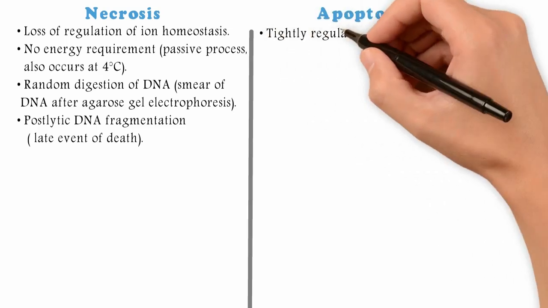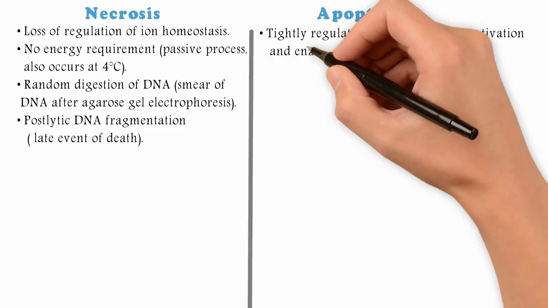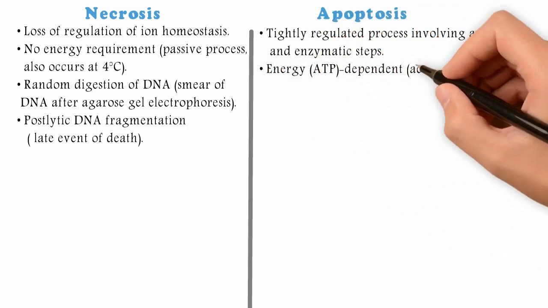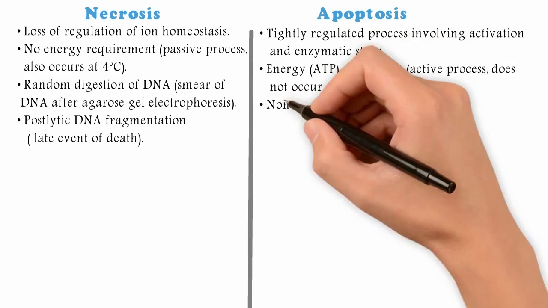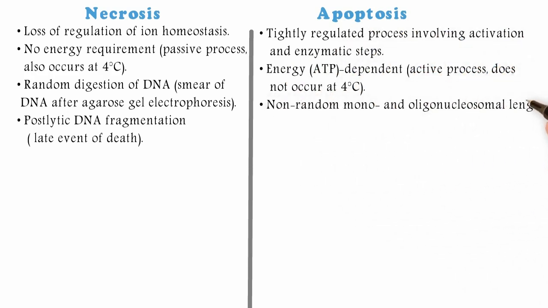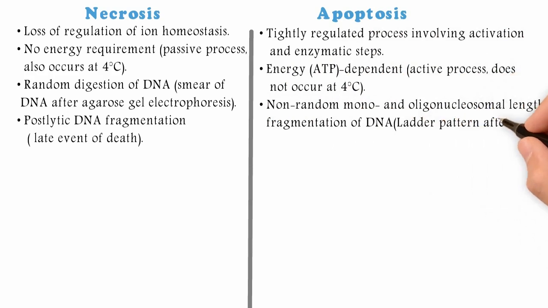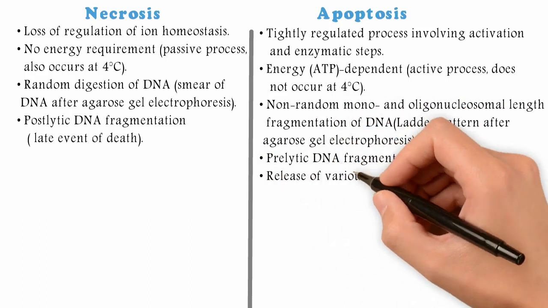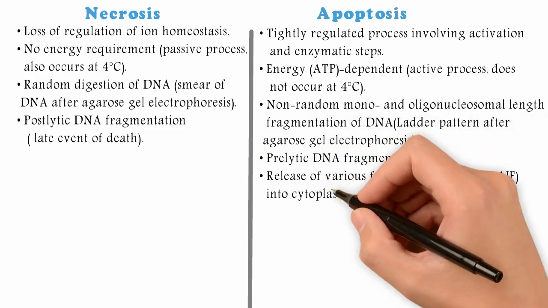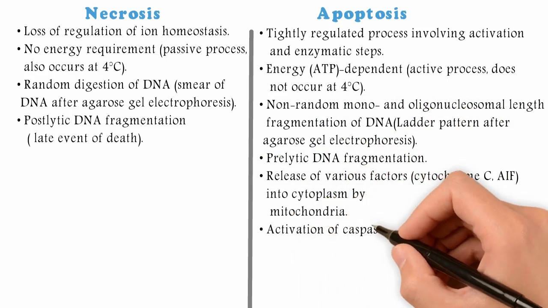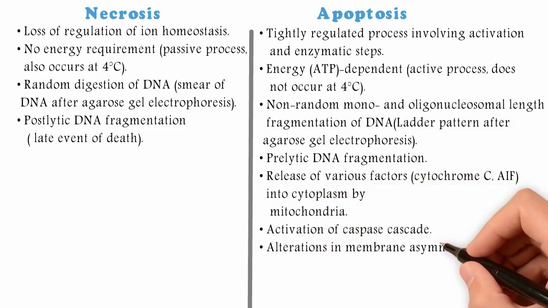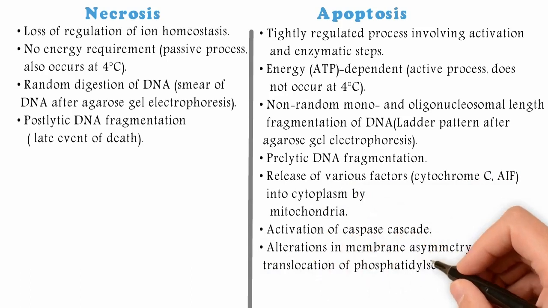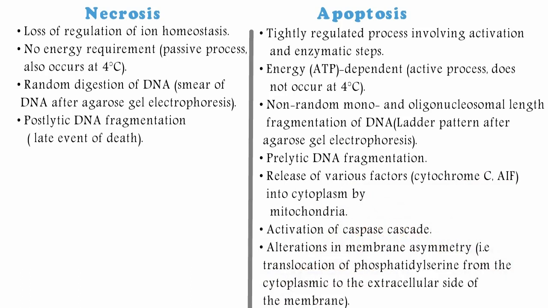Apoptosis: a tightly regulated process involving activation and enzymatic steps. Energy, ATP dependent, an active process that does not occur at 4 degrees centigrade. Non-random mono and oligonucleosomal length fragmentation of DNA. Ladder pattern after agarose gel electrophoresis. Prelytic DNA fragmentation, release of various factors into the cytoplasm by mitochondria, activation of the caspase cascade, and alterations in membrane asymmetry, such as translocation of phosphatidylserine from the cytoplasmic to the extracellular side of the membrane.